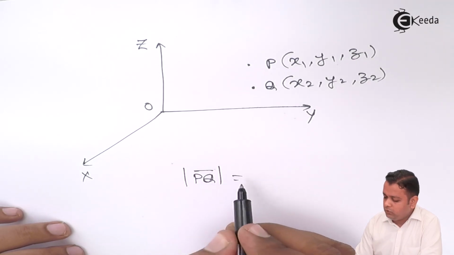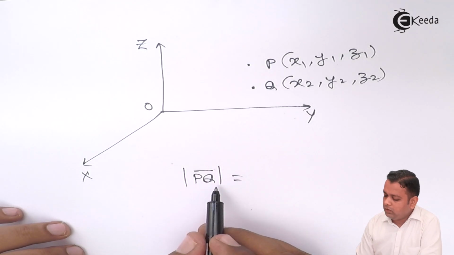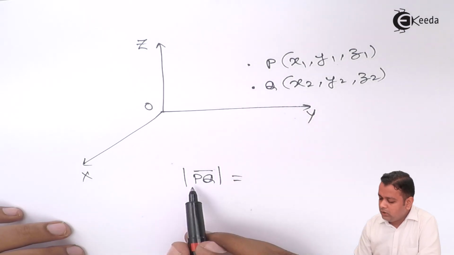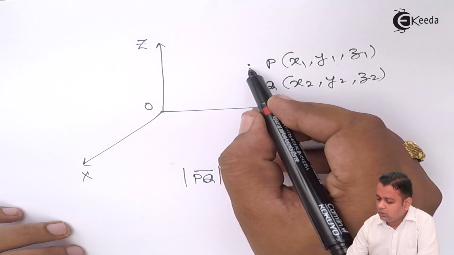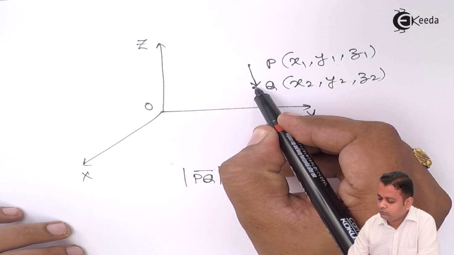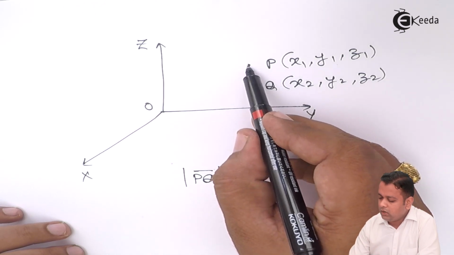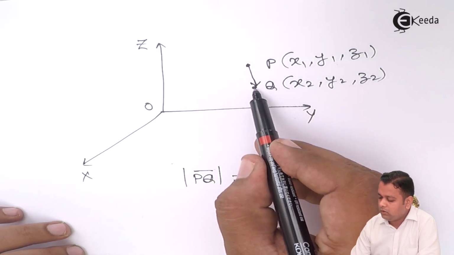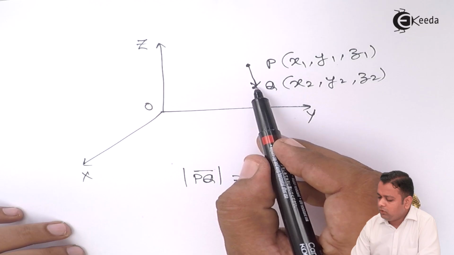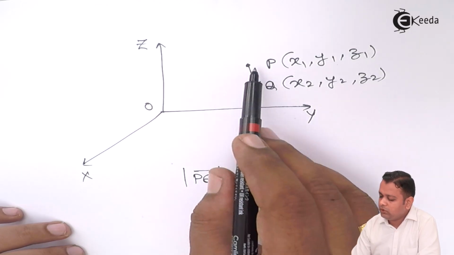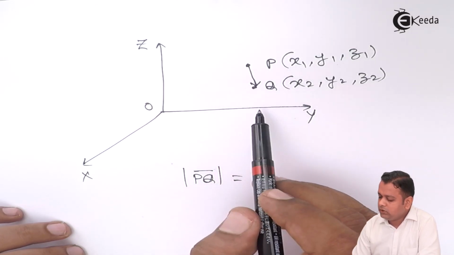mod of PQ bar. So what is PQ bar? PQ bar is a vector starting at P ending at Q. So I can show it like this. This vector started at point P and ended at point Q. The magnitude of that is nothing but the distance between these two. Okay, so this is the distance.